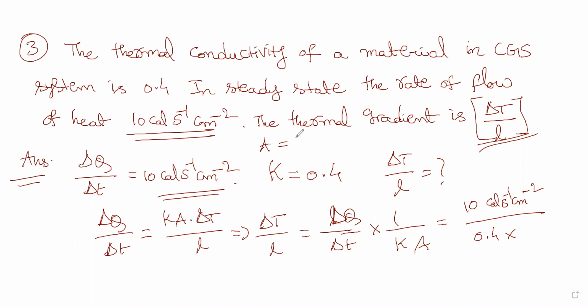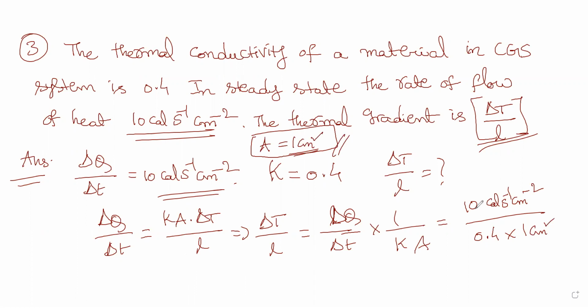1 centimeter square, that's the area of cross section. I forgot to give this, the conductivity of material in this CGS system. So 1 centimeter square is the area, so you can plug in 1 here. That's the area which is given. I forgot to give this value for you.